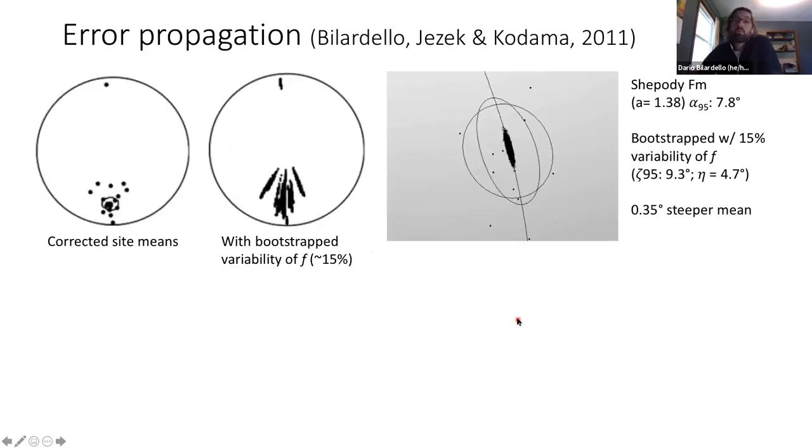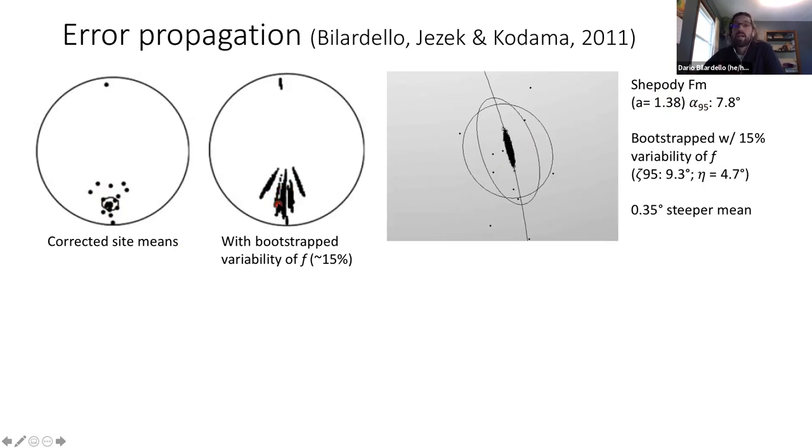So at this point, I want to move on to talking about the error propagation through the correction, which has been a longstanding point. The way we did this was to look at the distribution of corrected site means using an A factor of 1.38, which is the mean of all hematite inclination A particle anisotropies. And when we do this, we obtain an alpha 95 circle of 7.8. But we also use the uncertainty around the determination of the A factor, and we use the standard deviation on the measurement of the fabric for each site.